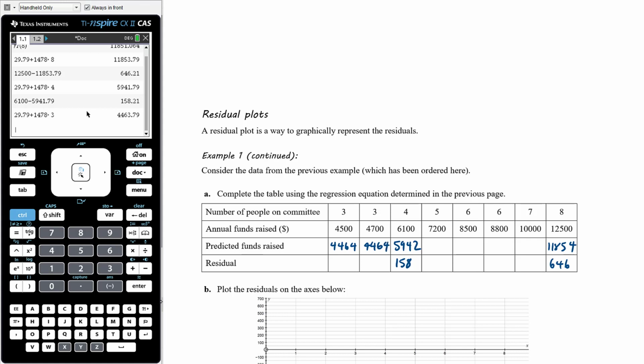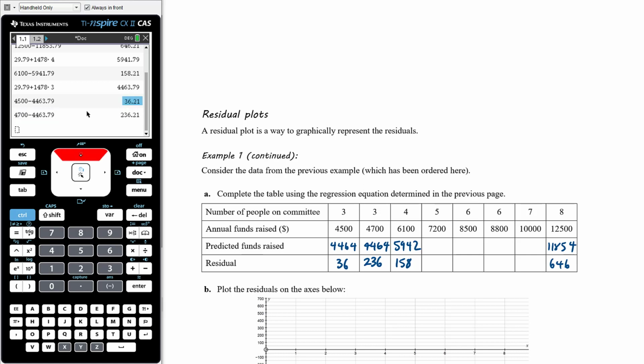And then therefore the residual is going to be the actual minus the predicted, so 4,500 minus that predicted value is $36, and the other one is 4,700 minus the same prediction, which is $236.